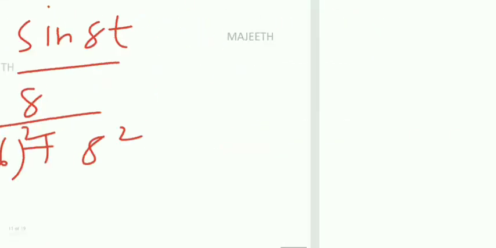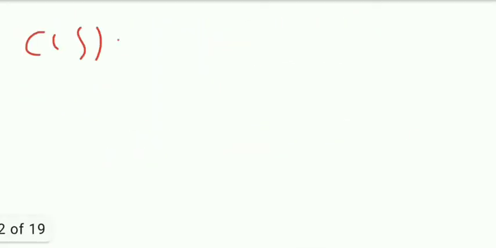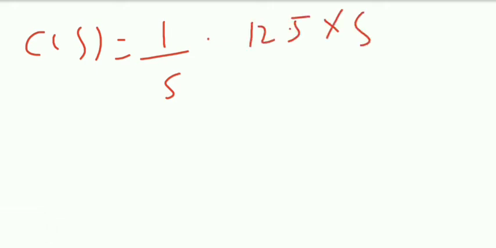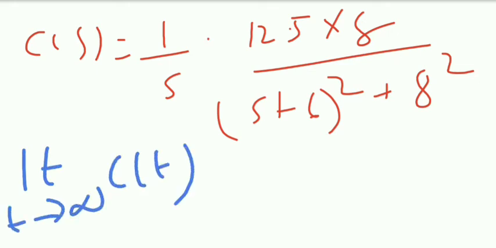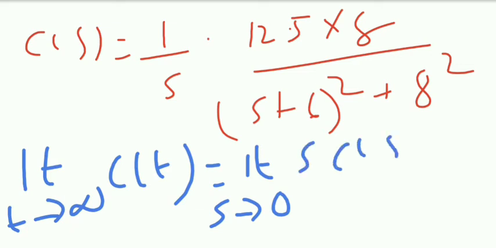So what is my C of s? C of s equal to R of s, that is nothing but 1 by s, into H of s, which is 12.5 into 8 divided by s plus 6 whole square plus 8 square. Now what I need? c of t as t tends to infinity. But finding c of t will be a tedious process. Instead I use the final value theorem. What is that? Limit t tends to infinity c of t, this is what I want now, because c of t at infinity only I want. That is equal to limit s tends to 0 s into C of s.